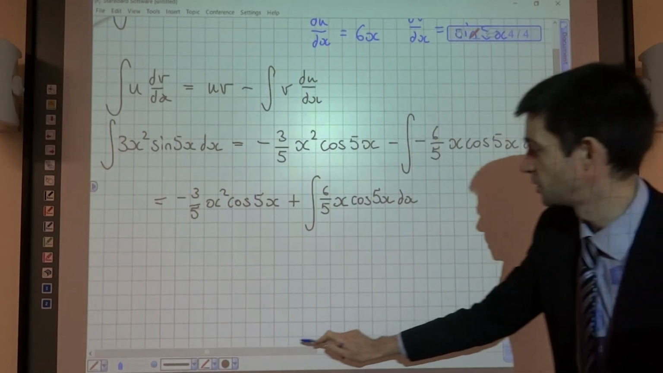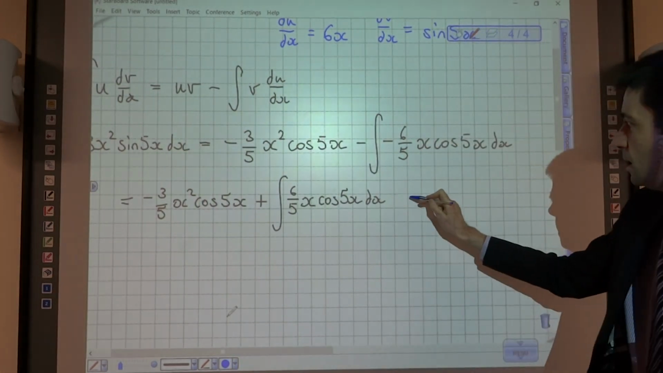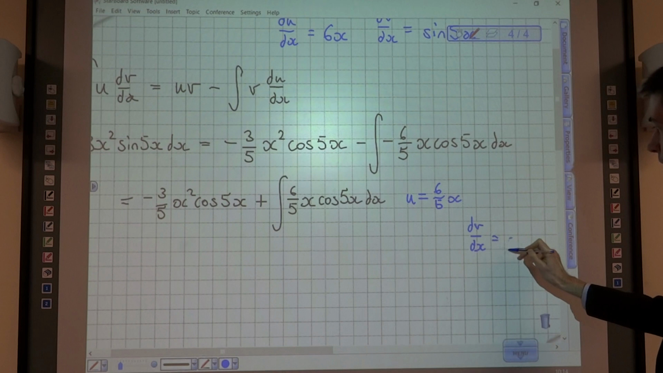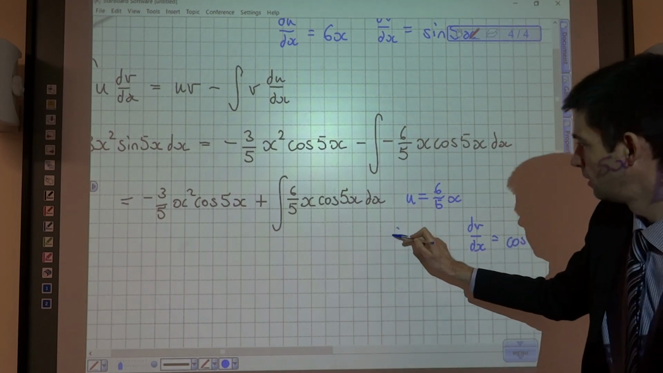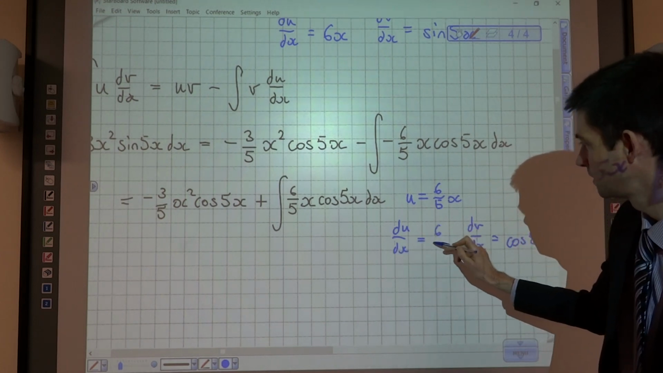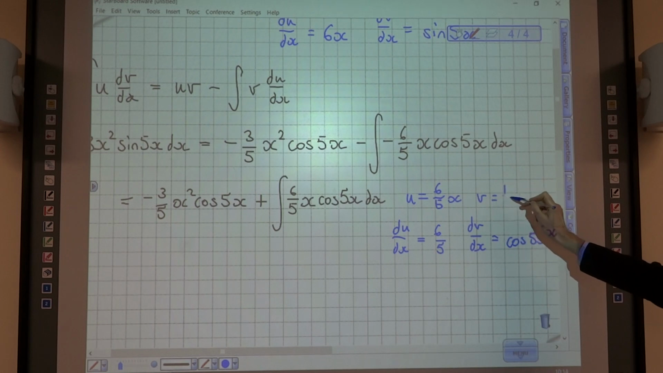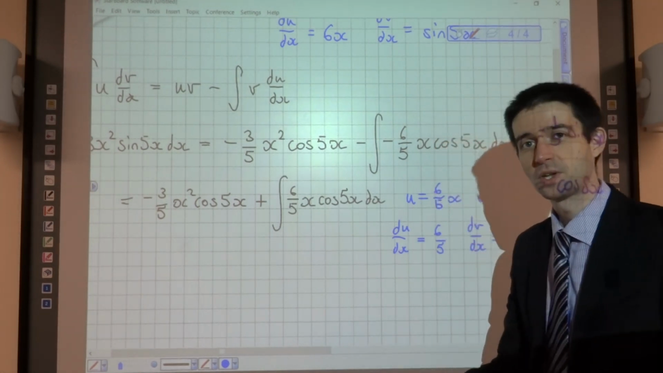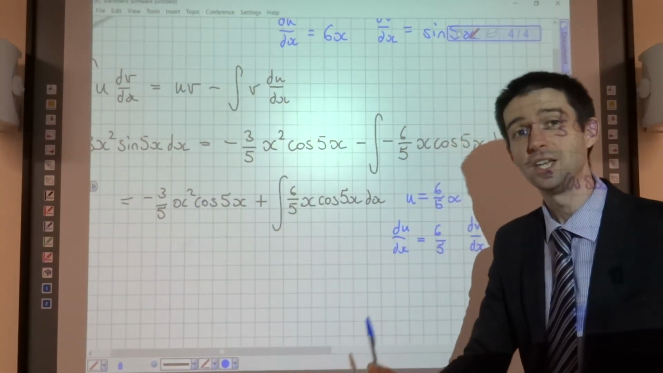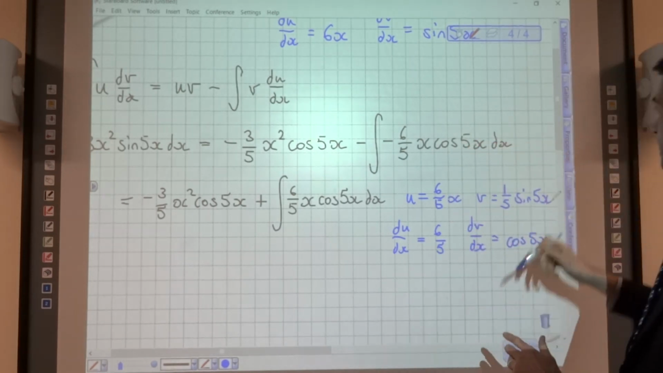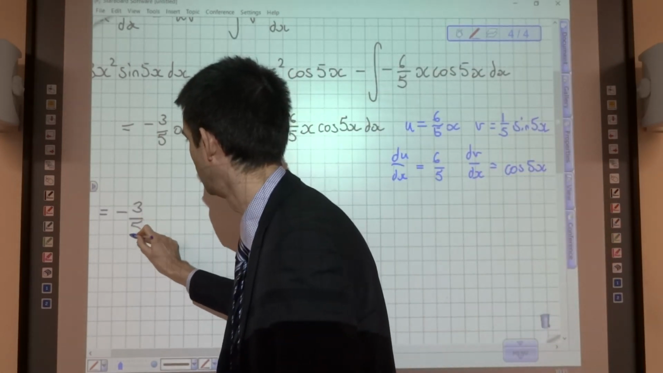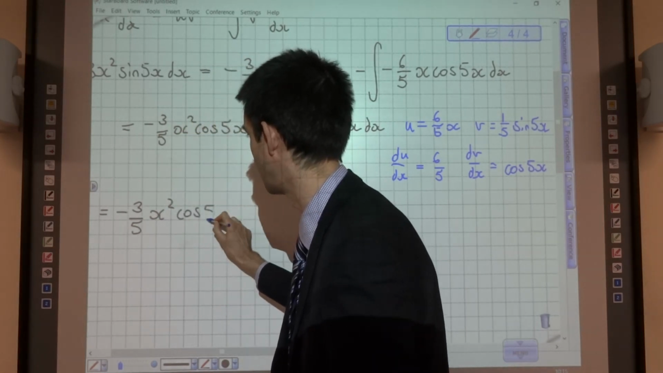So, looking now at this one over here, I'm just going to say that u is 6/5 x and that dv by dx is cos 5x. That means that du by dx is 6/5 and that v is 1/5 sine 5x. And then I'm going to put that into my formula for integration by parts here. Now, students often say to me, Mr. Southern, do I have to carry on writing this bit every single time? Yes, you do, because otherwise you'll forget it's there. Right? So here's what we're going to do. We're going to write that first bit again, negative 3/5 x squared cos 5x. It's not going to change, but we don't want to forget about it.